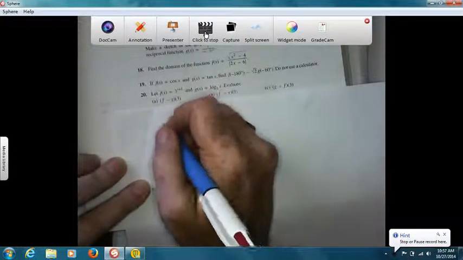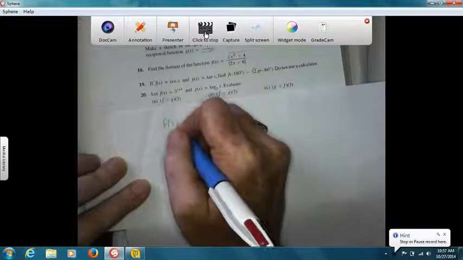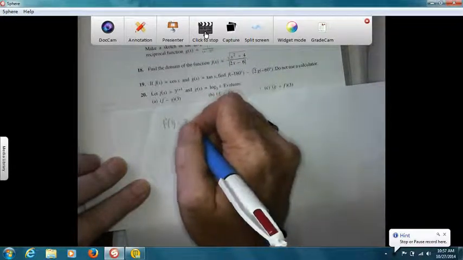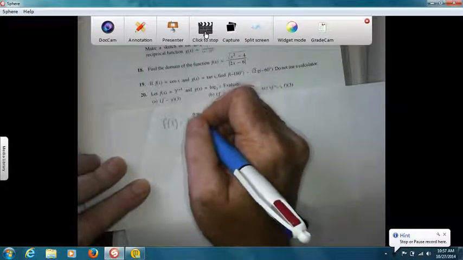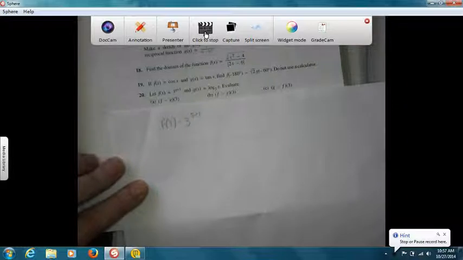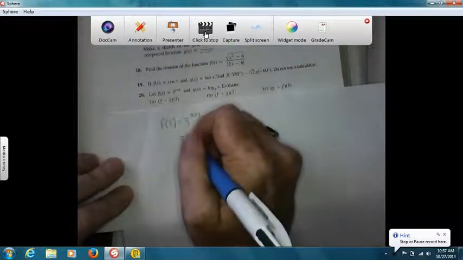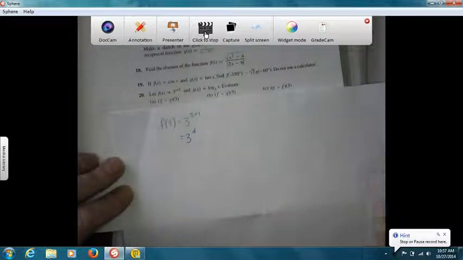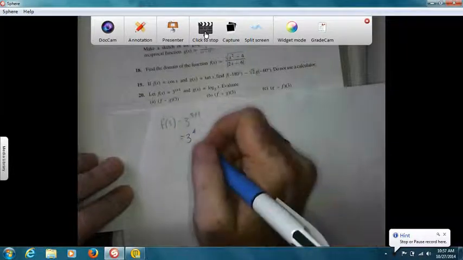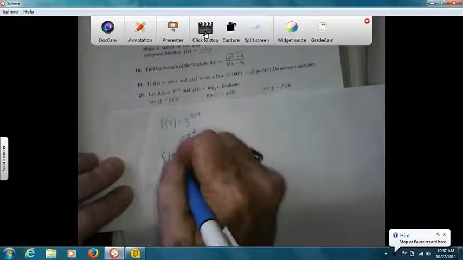So I'll plug the 3 into f of x. F of 3 equals 3 to the 3 plus 1. So 3 to the 3 plus 1 is 3 to the 4th. That's 3 times 3 is 9, times 3 is 27, 27 times 3 is 81. So f of 3 equals 81.